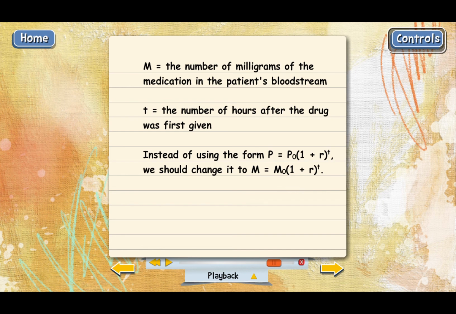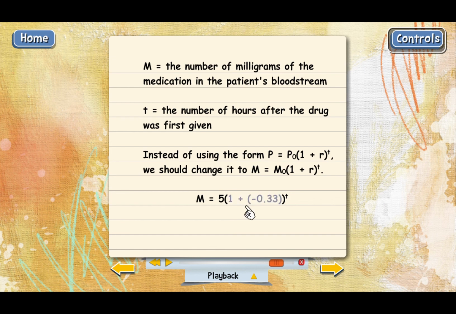And then remember from the problem, the number of milligrams given to the patient initially was 5 milligrams, and so we want to put 5 in for m0. And then the rate of growth is actually negative. We want to put rate of growth in for r. It's negative. It's going down 33% each hour. t is the number of hours. And so what we want to do is put in negative 33% for r, but then we have to write it as a decimal. So we want to put in negative 0.33.